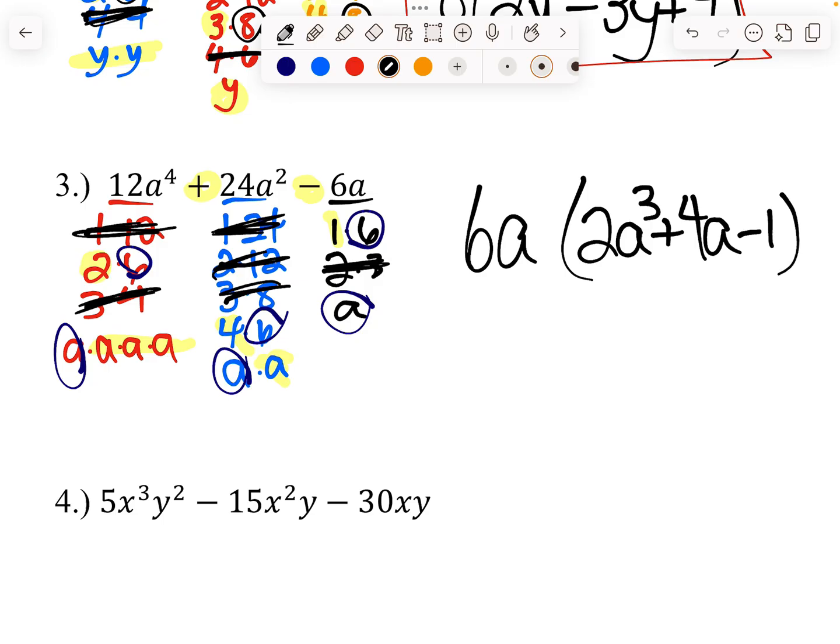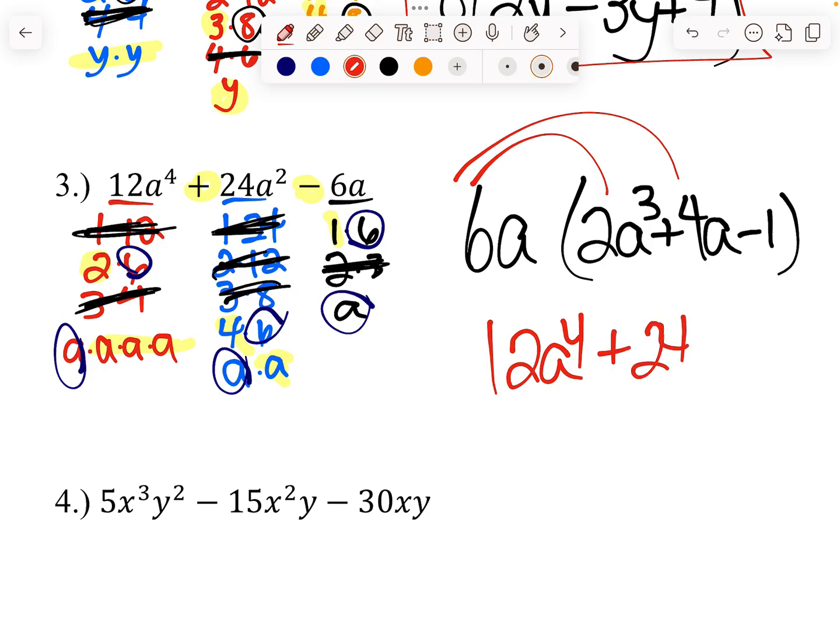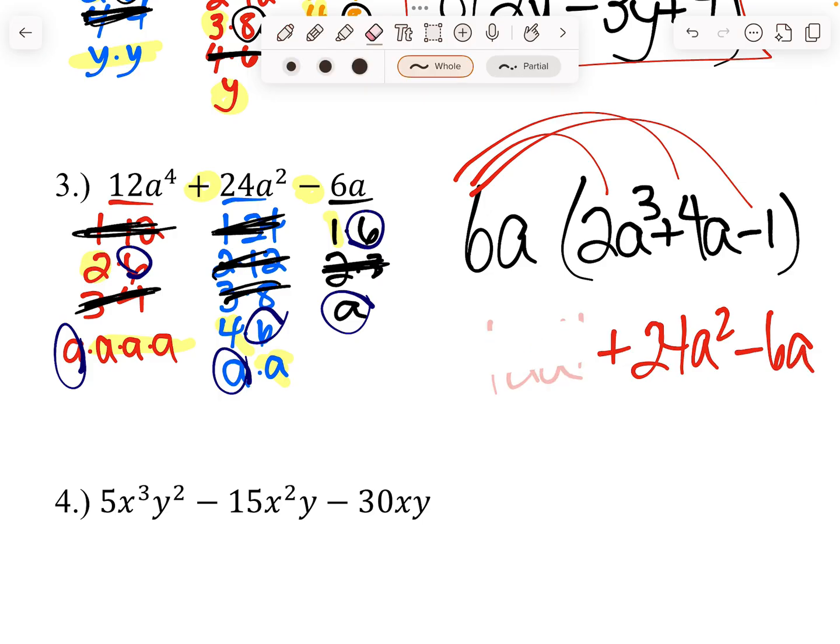And then again, to check, you would multiply 6a and 2a to the third to get 12a to the fourth. 6a and 4a to get positive 24a squared. And then 6a minus 1 to get negative 6a, which is the original expression.